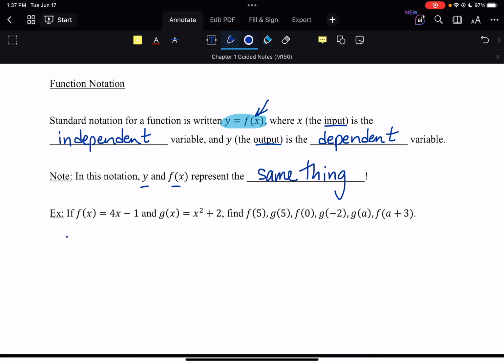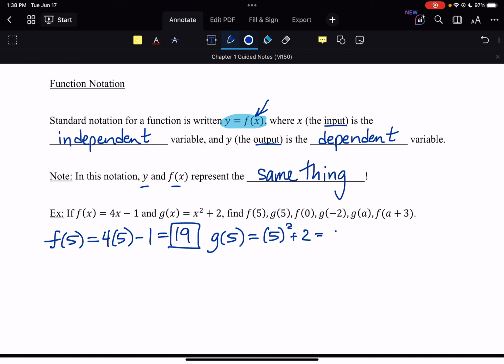With the numerical values, it's pretty straightforward. For f of 5, we're going to take this function, this formula, this rule, and instead of x, we're going to put in 5. So we get 4 times 5 minus 1. That's 20 minus 1, which is 19. Then we get g of 5, and we can do the same thing. Just replace x with 5. So that's 25 plus 2, which is 27.